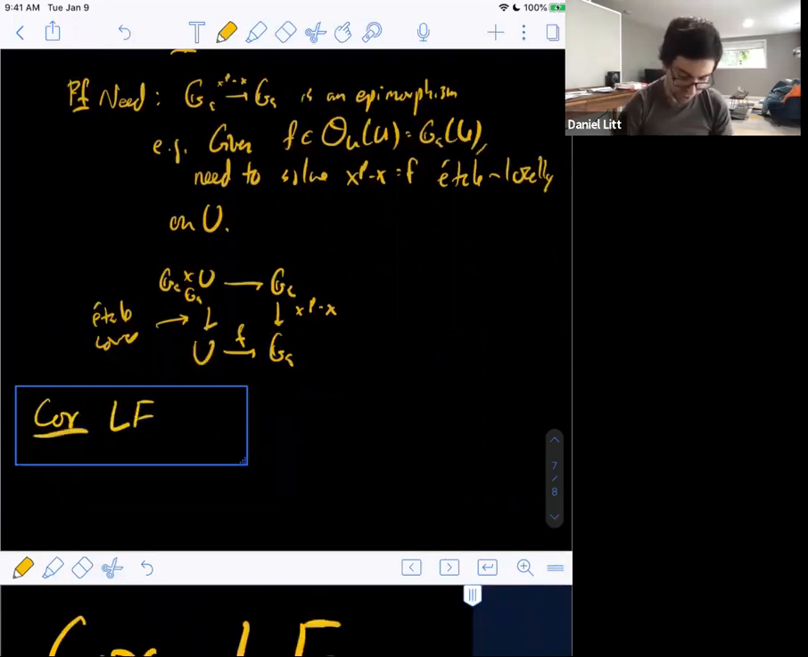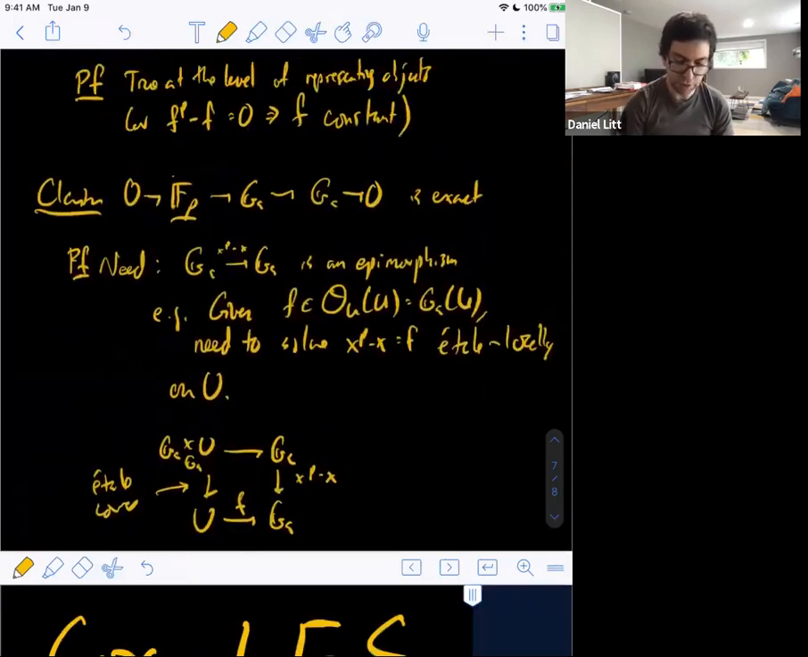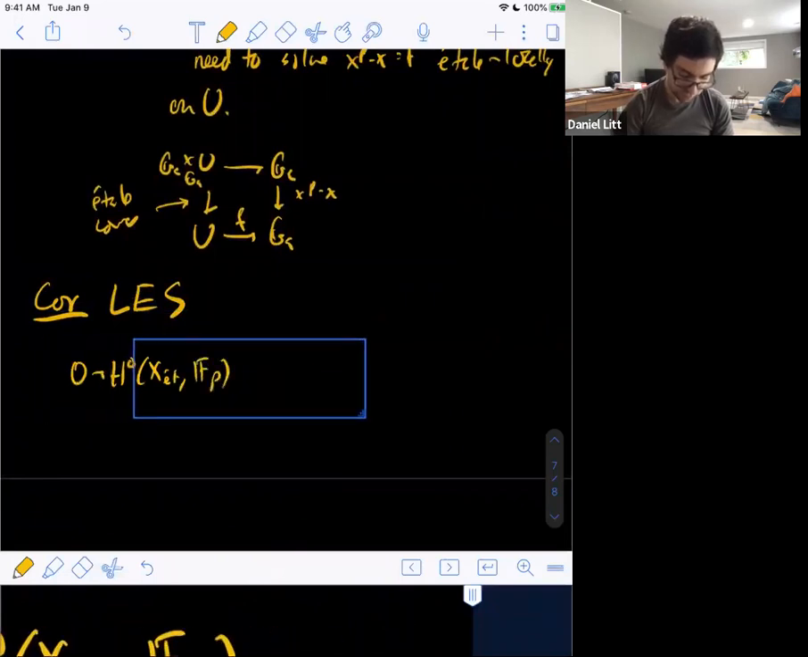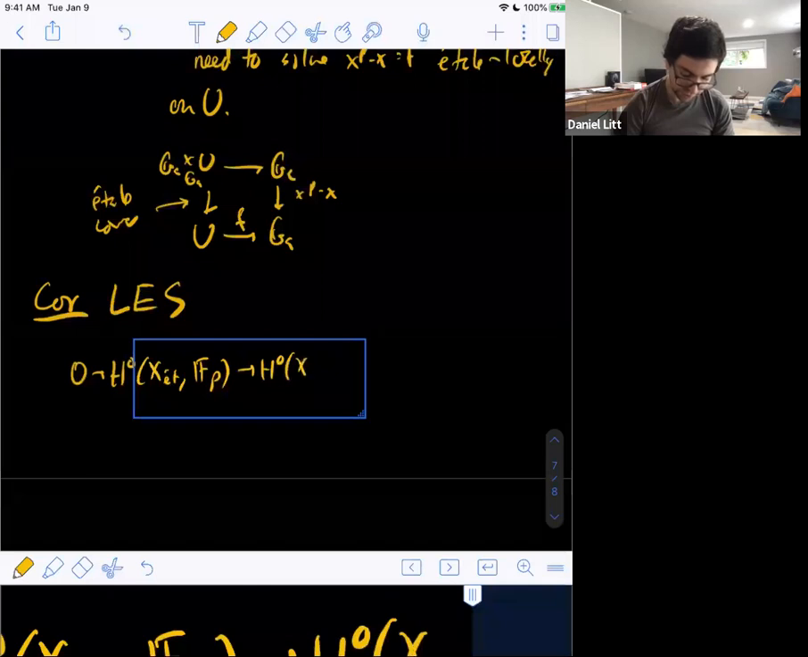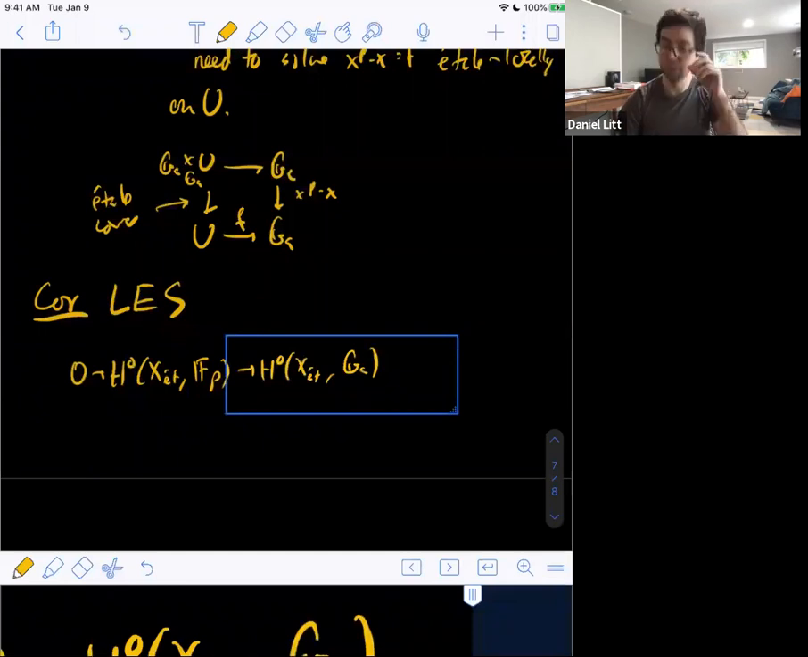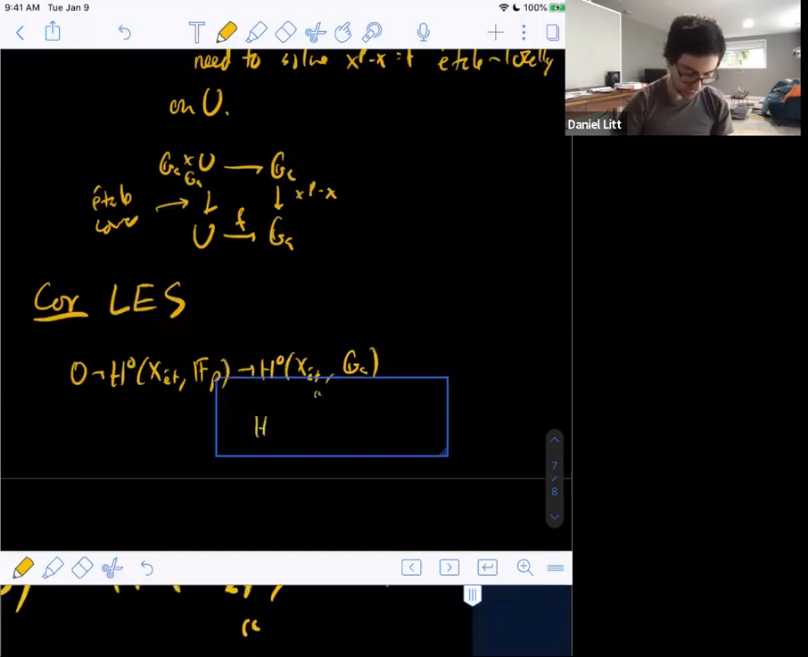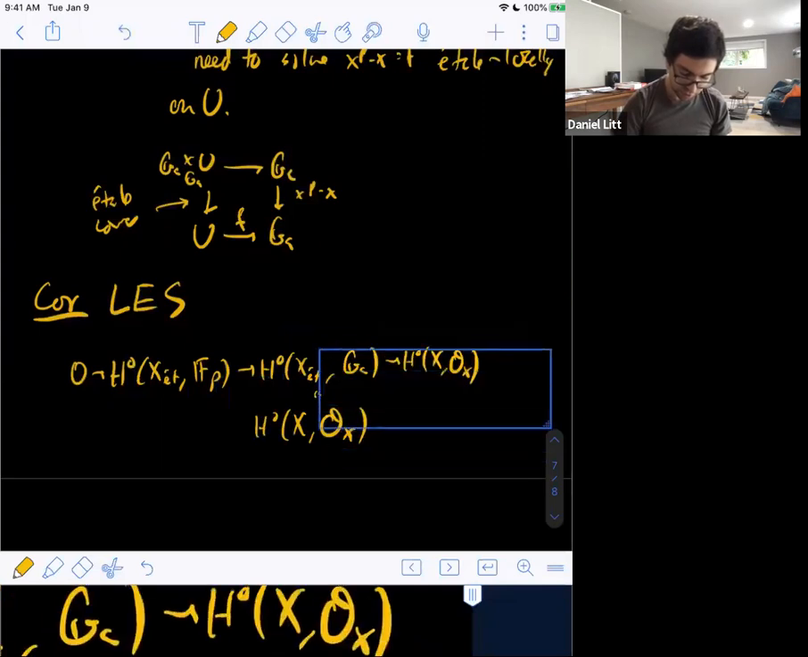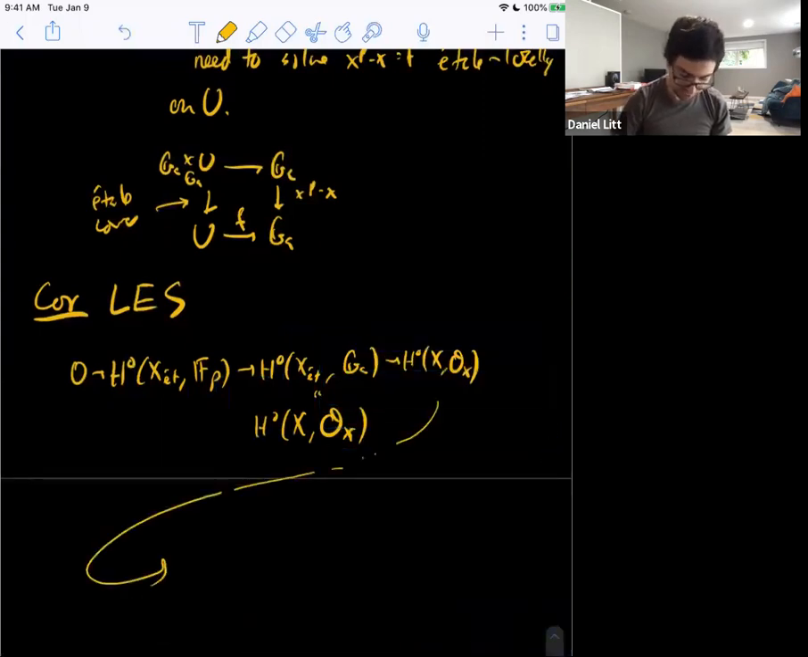Okay, so what this tells us, the corollary, and this is the answer to our computation, is that there's a long exact sequence associated to this short exact sequence of sheaves. So what does it look like? We get 0 to H^0(X_ét, F_p) to H^0(X_ét, G_a). That's just H^0(X, O_X), right? And that's the usual thing we know how to compute, because of what we just proved. So this goes to H^0(X, O_X), the same thing.